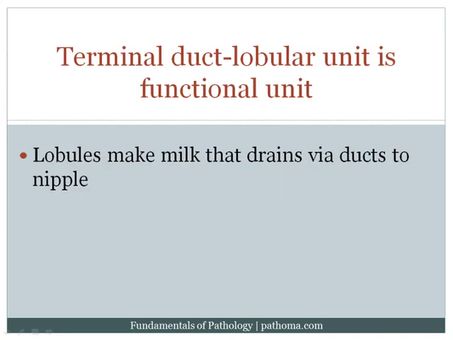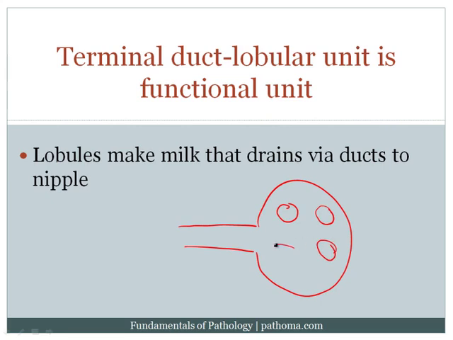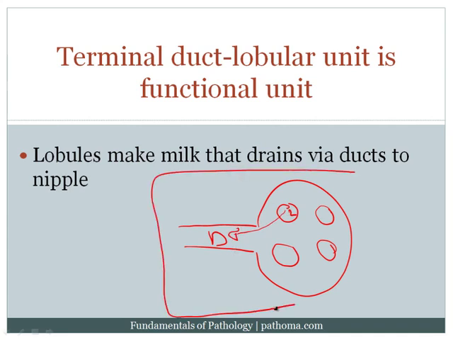Now, the functional unit of the breast histologically is called the terminal duct lobular unit. And the idea here is that you've got this duct, and this duct feeds into something called a lobule, and the lobule contains these little glandular spaces, and these little glandular spaces make milk. So this is the lobule, and this is the duct. It's the job of the lobule to make milk, and then it's the job of the duct to drain that milk out to the nipple. And this functional unit, this entire thing, this is the terminal duct, the very end of the duct, and this is the lobule. So that's called the TDLU, or the terminal duct lobular unit.